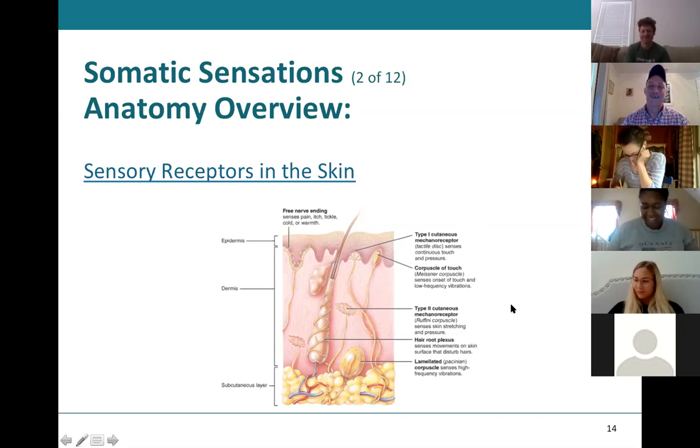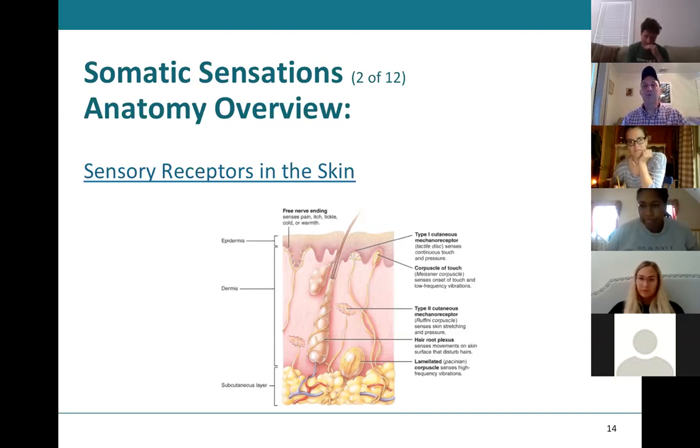Okay, cool. Now, type 2 cutaneous mechanoreceptors. This is where the skin is stretching and there's pressure on it. And the whole purpose, of course, is also something you missed inside this class: I ask a student every single year to see if they can rip the skin off of my body.